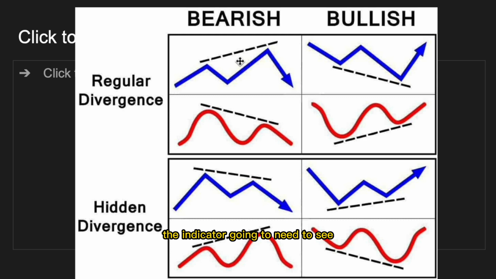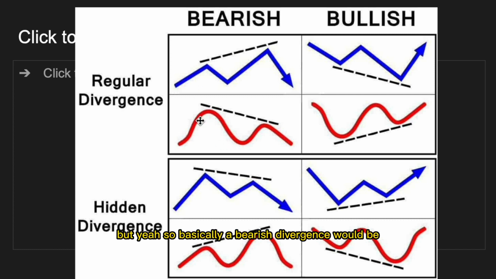The indicator you're going to need to see bearish and bullish divergences is RSI, also known as the Relative Strength Index. That's basically an algorithm going over volume and momentum. It's a momentum indicator, and you'll have that at the bottom, and that also has a line like this, and we'll go over the actual chart in a minute.